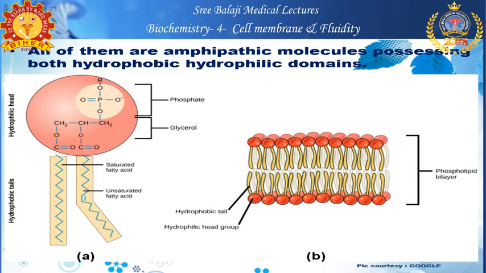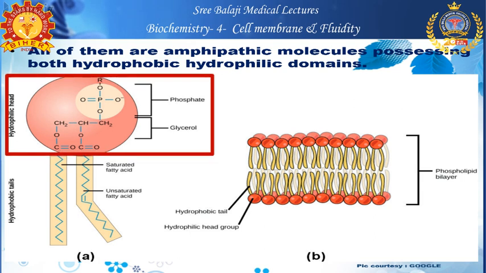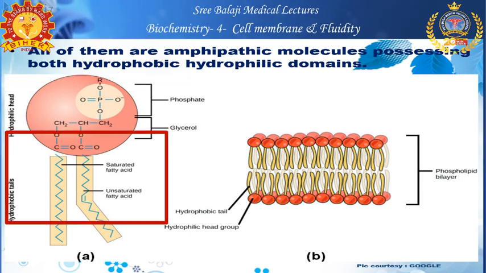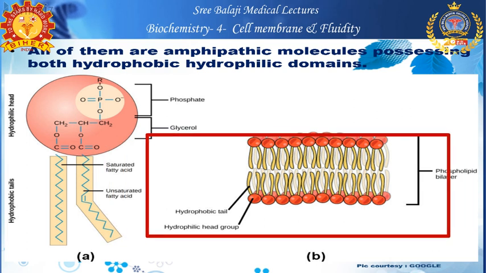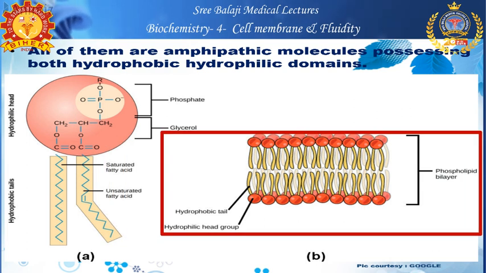All of them are amphipathic molecules, which possess both hydrophobic and hydrophilic properties. If you see here, the hydrophilic head end has glycerol and phosphate, and the hydrophobic tail end consists of saturated fatty acids and unsaturated fatty acids. Saturated fatty acids are fatty acids without a double bond. Unsaturated fatty acids are fatty acids with a double bond. Both of these form the phospholipid bilayer of the cell.